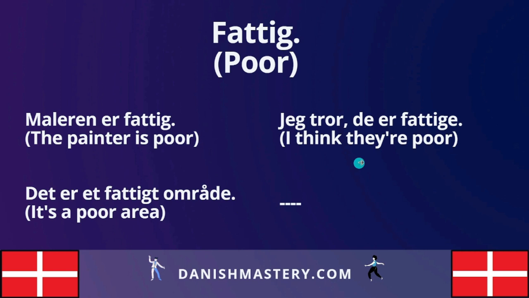Jeg tror, de er fattige. I think they're poor. Very good. And yes, the G is silent in case some of you are very, very new to the Danish language. Remember, we have a lot of silent G's, especially in the adjectives. These are all adjectives, obviously. Fattig, fattige.